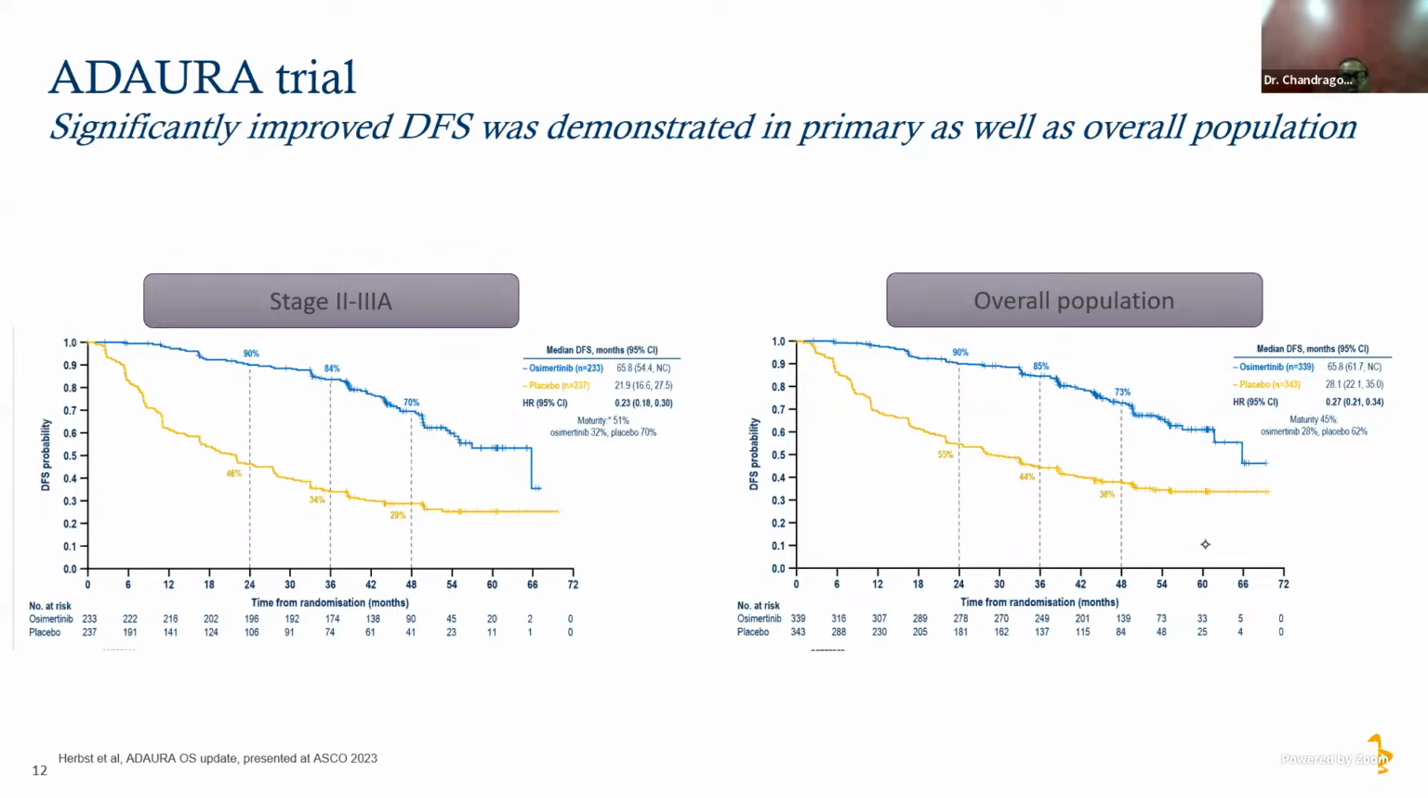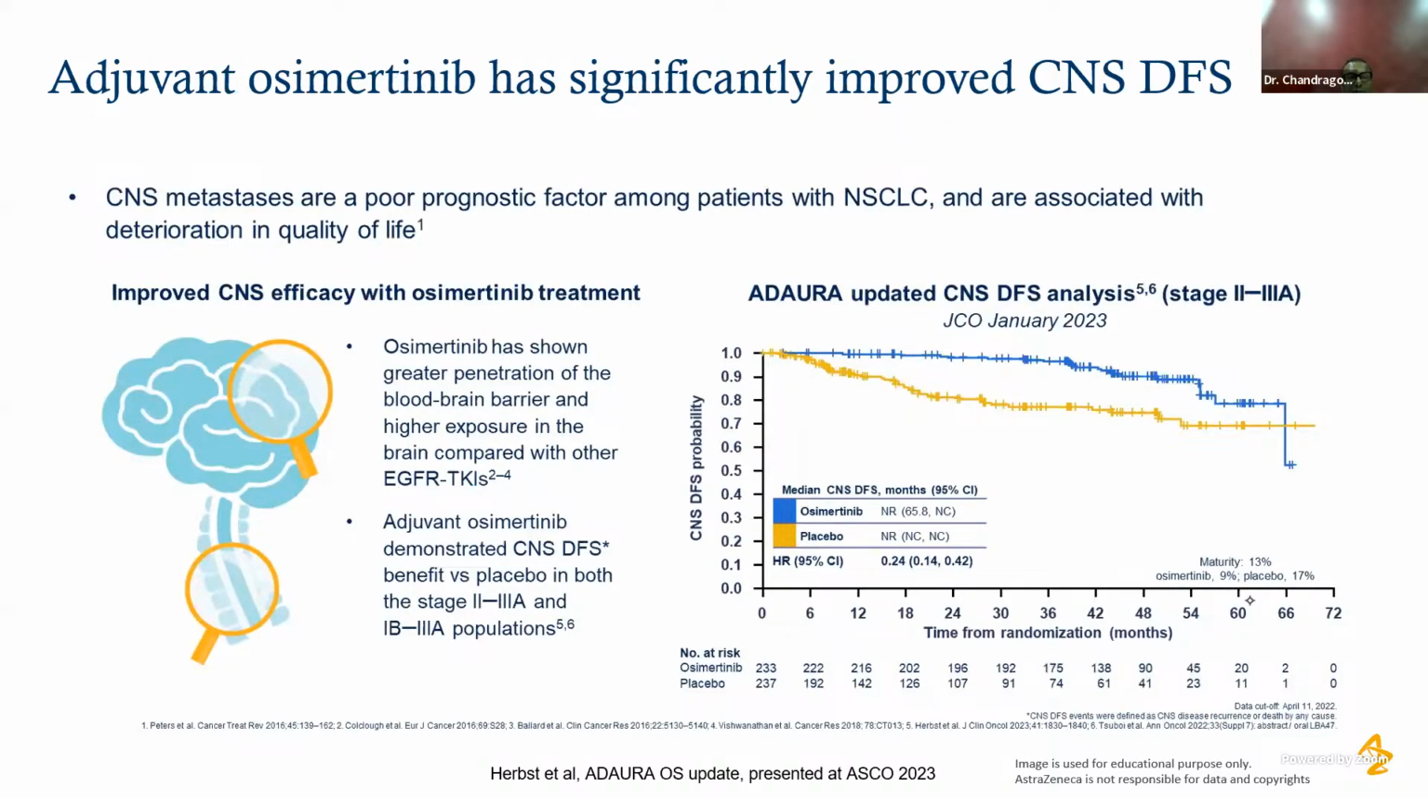With a hazard ratio of 0.23 and wide separation of the curves, and in the overall population also, it is favoring osimertinib. So adjuvant osimertinib has significantly improved CNS disease-free survival. As we all know, this is a TKI which crosses the blood-brain barrier. CNS metastases are a poor prognostic factor among patients with NSCLC and are associated with deterioration of quality of life. The improved CNS efficacy with osimertinib has shown greater penetration of the blood-brain barrier and higher exposure in the brain compared to the other EGFR TKIs.